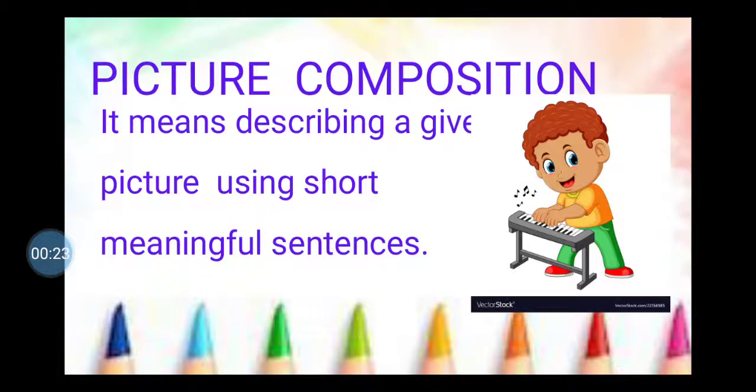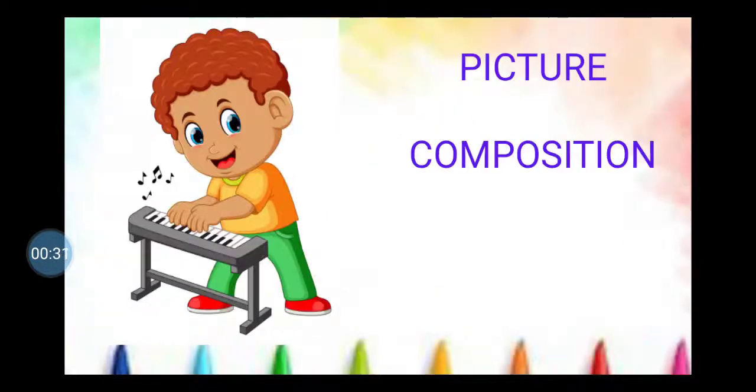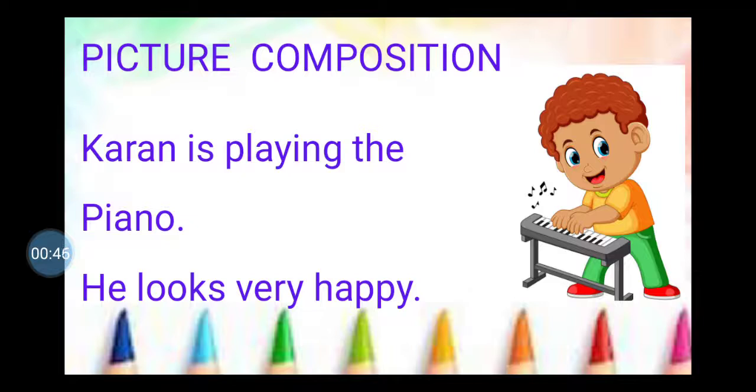Let's begin. Picture composition means describing a given picture using short, meaningful sentences. That means a picture is given, you have to observe it, study it carefully, see who the characters are, what the character is doing, and accordingly you have to describe the picture. Now let us describe this picture. We have identified that there is a boy. You can name that boy. Karan is playing the piano. What is he doing? He is playing the piano. He looks very happy. You can use your own words and describe the picture.